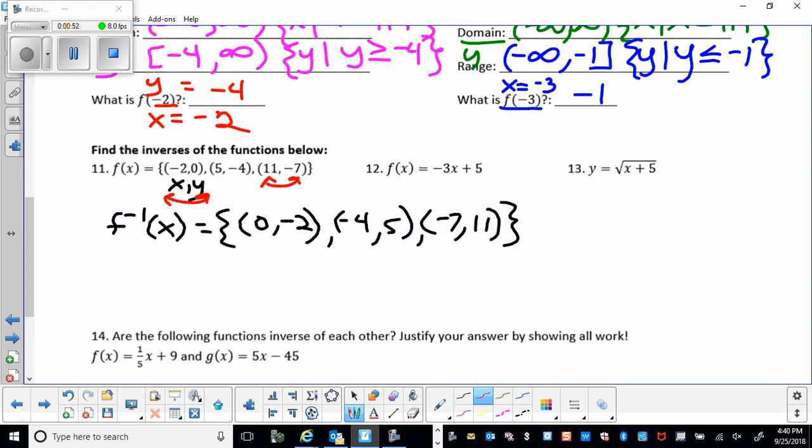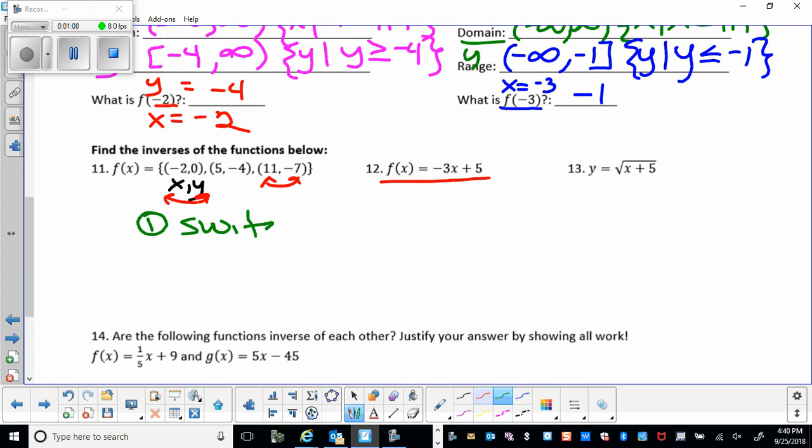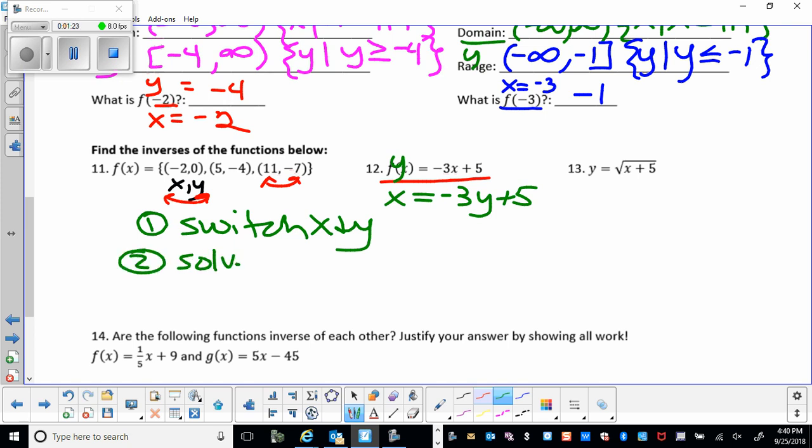Okay. So now if I have an equation, what I'm going to do is write it out, and I'm going to switch the x and y. First step, switch x and y. So instead of y equals, it's going to be x equals -3y plus 5. Second step, solve for y.